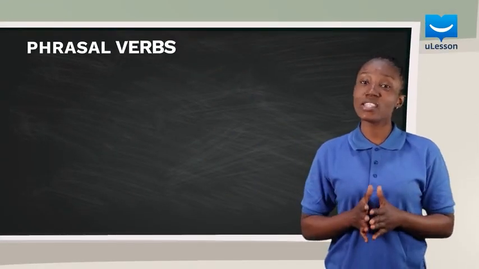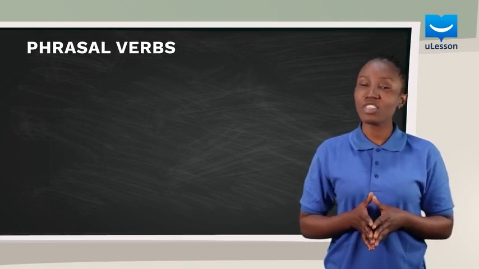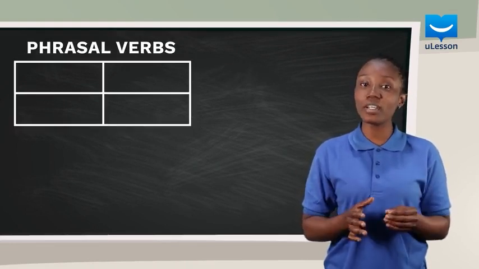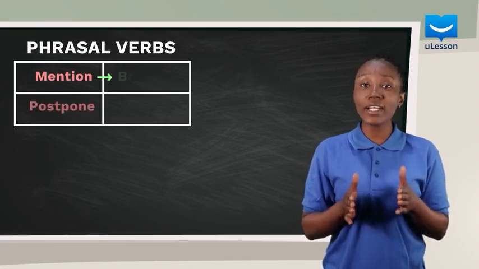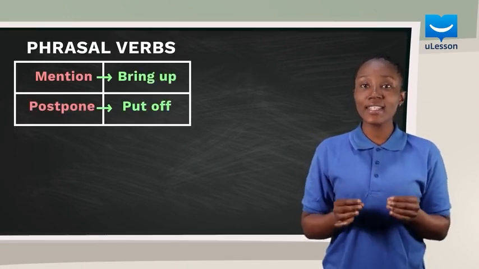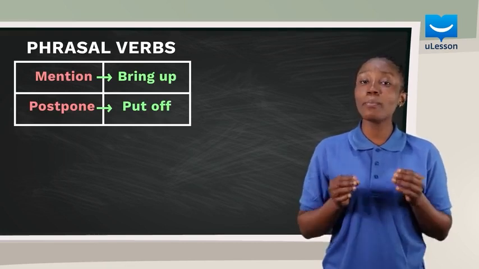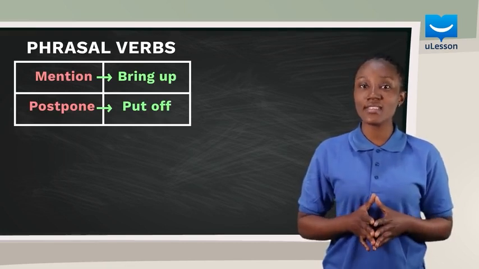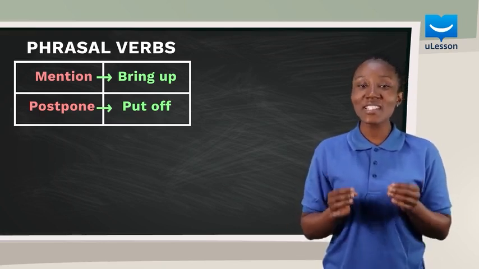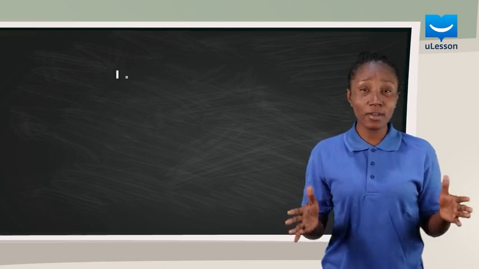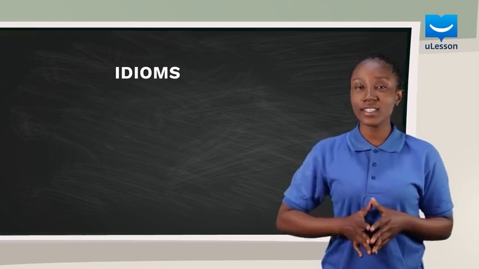The use of phrasal verbs is strongly encouraged in informal writing. Rather than using higher level vocabulary like mention or postpone, you should write bring up or put off. These help to create a tone of familiarity and make your letter more accessible to your audience. We have discussed phrasal verbs in a previous lesson. Please watch it.